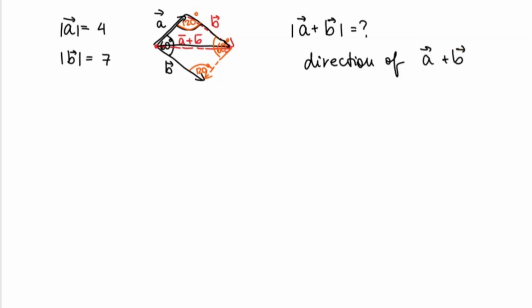Let's now recreate this triangle here. So we have our triangle. This vector has a magnitude of 4. This vector has a magnitude of 7. And we have the angle between them of 120 here. And then we're trying to find A plus B, which is the opposite side. So again, we have a contained angle and two sides. We can use cosine law.